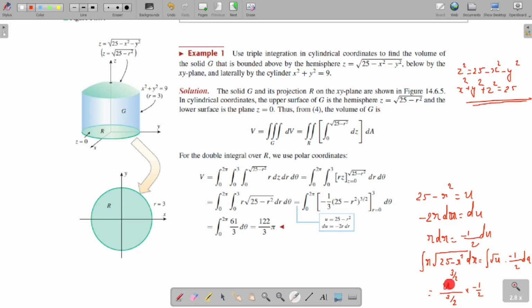Root u integral is u raised to 3 by 2 whole divided by 3 by 2, into minus 1 by 2. So altogether you have minus 1 by 3, and u is 25 minus r square. So 25 minus r square raised to 3 by 2, between limits 0 to 3. So you have r equal to 0 to 3. Apply the limits and complete the integration. You will get 122 by 3 pi. So this is the volume of the solid G here.